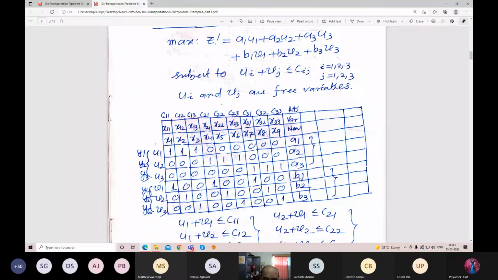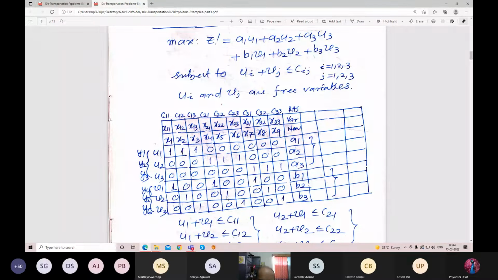Now, if you are presenting the destination constraint, we have x11 plus x21 plus x31 equal to b1. That is 1, then 0, 0, then 1, then 0, 0, then 1, 0, 0 equal to b1. Similarly, we have x12 plus x22 plus x32 equal to b2. So 0, then 1, then 0, 0, then 1, then 0, 0, then 1, then 0 equal to b2.